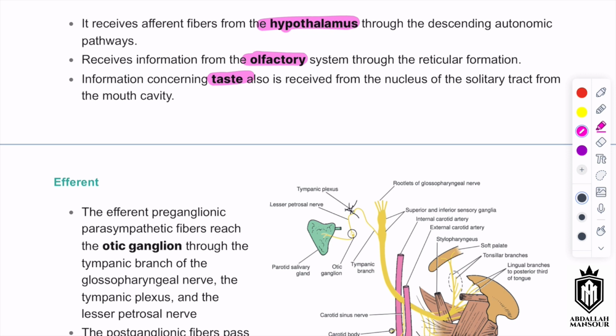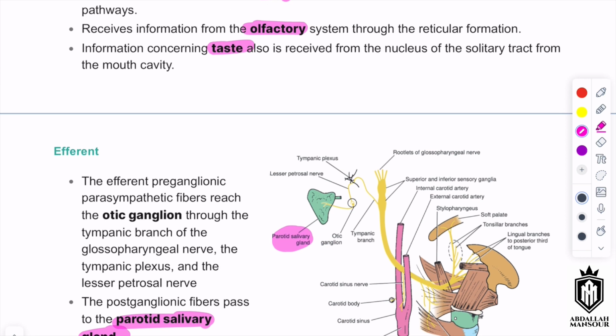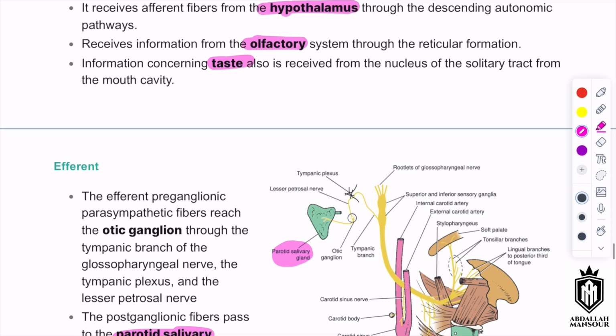And of course, the efferent will end up in the parotid salivary gland, because we mentioned earlier that the salivation from the inferior salivary nucleus will be related to the parotid salivary gland. So this is your efferent, where your efferent terminates, and it all starts from the hypothalamus, and also the olfactory system and the taste system as well.